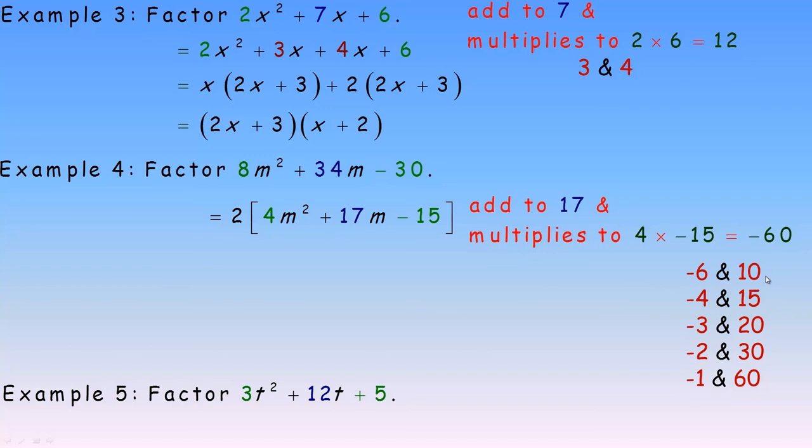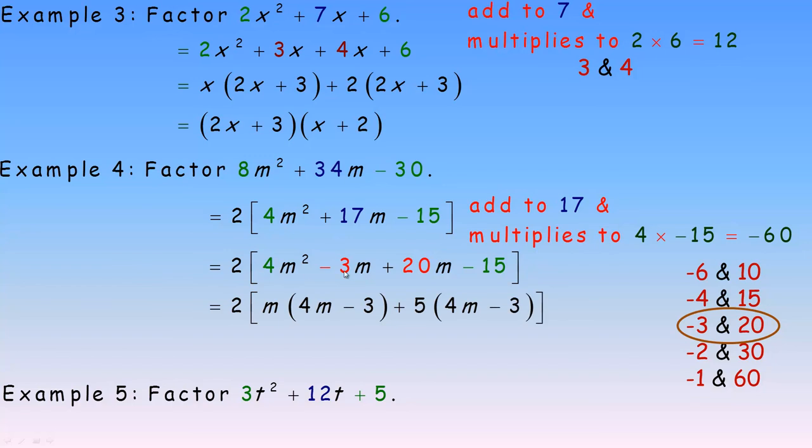So that adds to 14, so not 17. That adds to 11. That doesn't work. But this pair here, that adds to 17. Okay, so that's the pair that works. That's our decomposing number. Rewrite this, decompose 17m into minus 3m plus 20m. So again, don't forget to write your common factor of 2 down. And in the next step, again, write the 2 down.